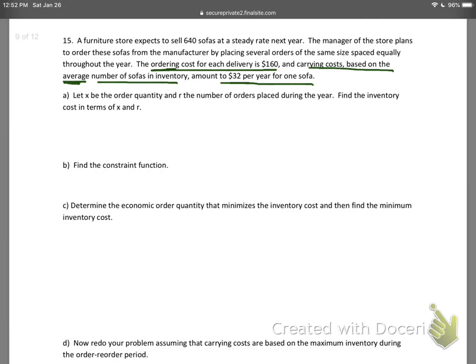Okay, so it says let X be the order quantity, and R is the number of orders placed during the year. Find the inventory cost in terms of X and R. So let's think about this. First off, we know that the inventory costs will always equal the ordering cost, the OC, plus the carrying cost.